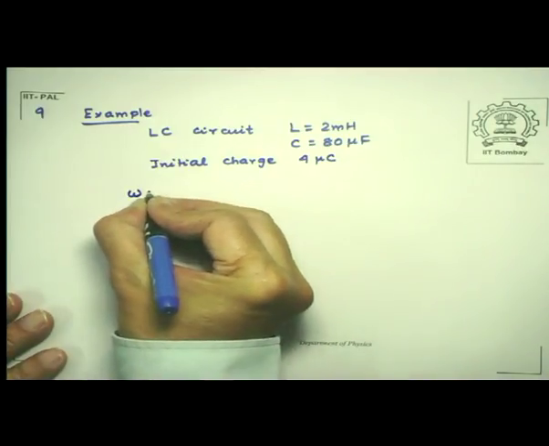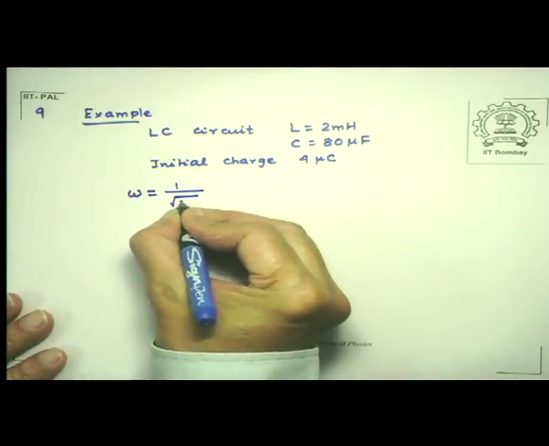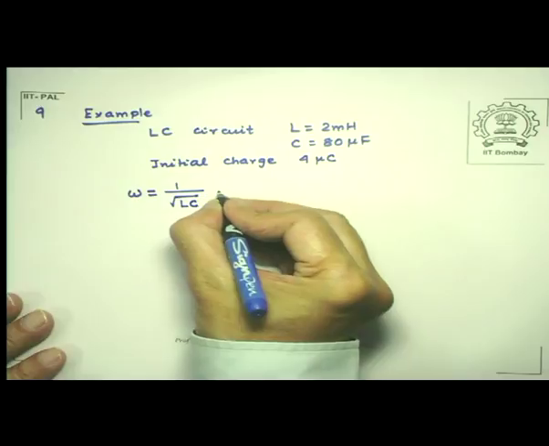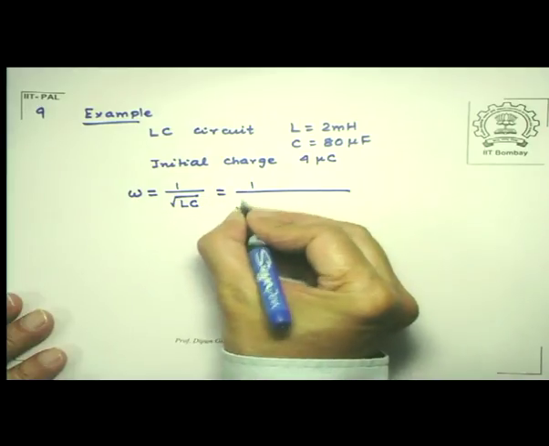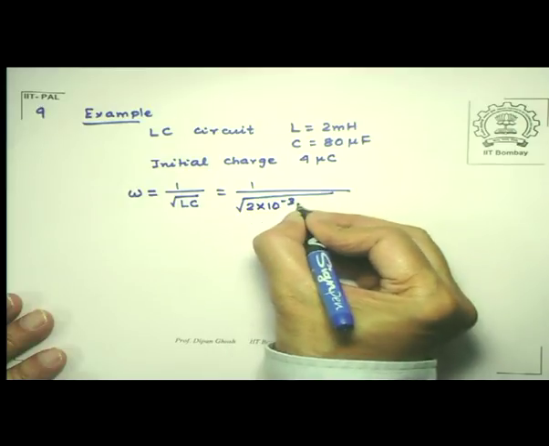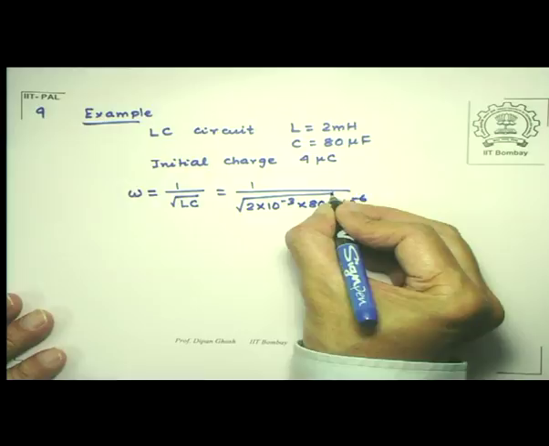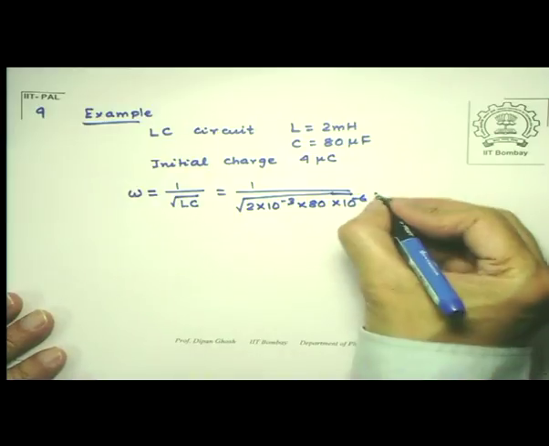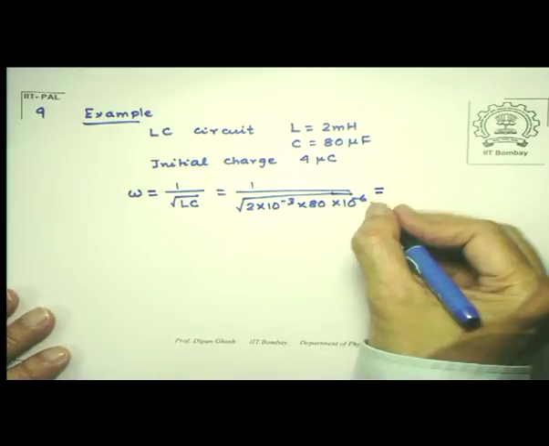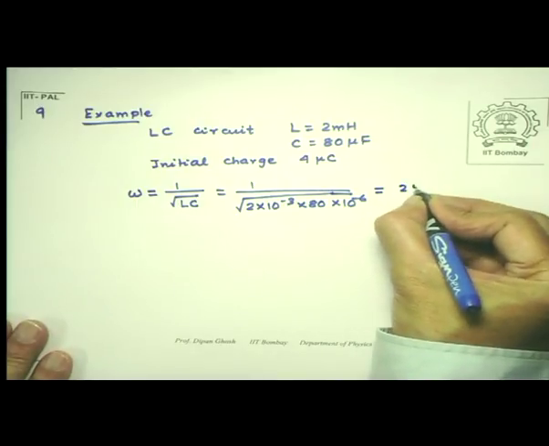First is the frequency of oscillation, which is 1 over square root of LC, and that is L is 2 millihenry, so 2 into 10 to minus 3, and this is 80 into 10 to minus 6 because it's microfarad. So this is clearly 1 by 4 into 10 to the power 4, and that is 2500 radian per second.